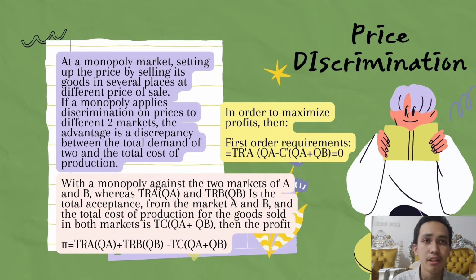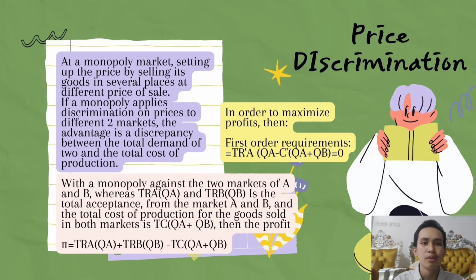Example, with a monopoly facing the two markets A and B, where TRA in parentheses QA and TRB in parentheses QB are the total revenue from markets A and B, and the total cost of production for the goods sold in both markets is TC in parentheses QA plus QB, then the profit is pi equals TRA in parentheses QA plus TRB in parentheses QB minus TC in parentheses QA plus QB.